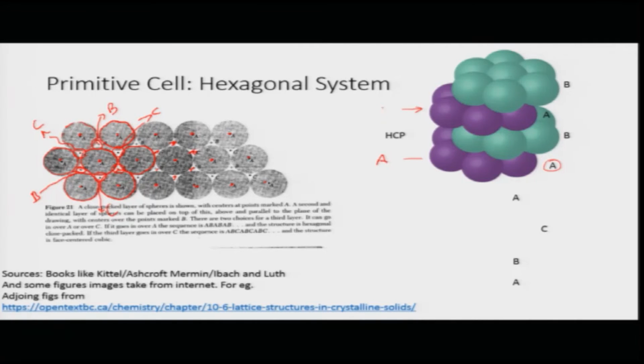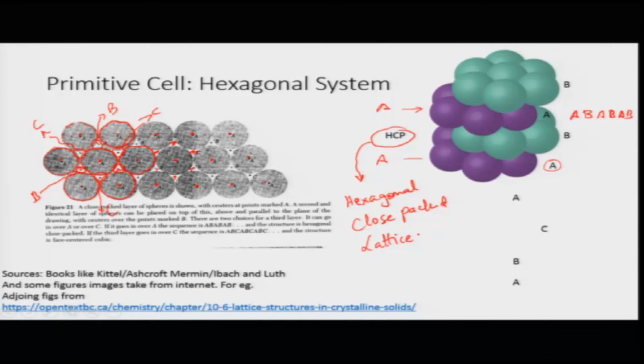So, these are the 2 A layers, they are directly one on top of each other, and the B point is slightly displaced. This type of structure is AB, AB, AB structure, and this is called a hexagonal close pack structure. Hexagonal close packed lattice. It has the layering which is AB, AB, AB type.